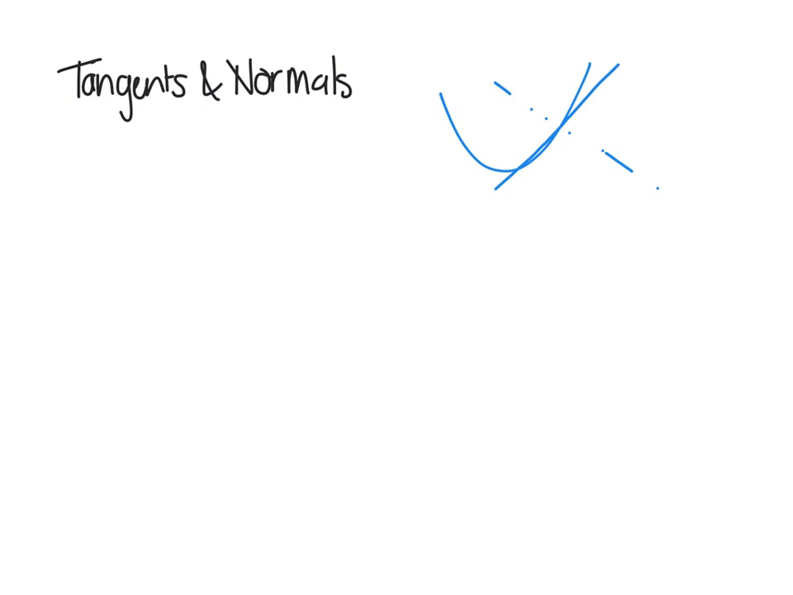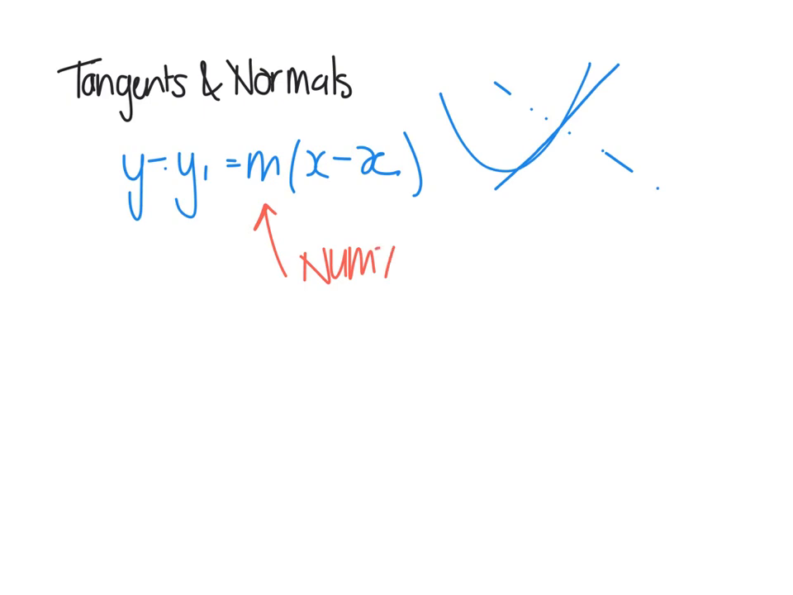lines. That means they have the equation of a straight line, so y minus y1 equals m(x minus x1), and m should be a number that you have found from your differentiation. So when we differentiate, like I said, we would get the gradient function, so that would tell you what the gradient was when you substituted in an x value, and so we can find the gradient at a particular point by taking what we found as our differentiation and substituting in a known x value.